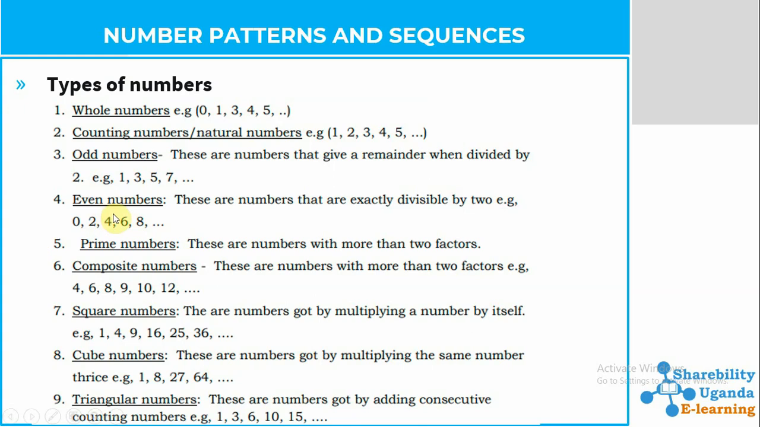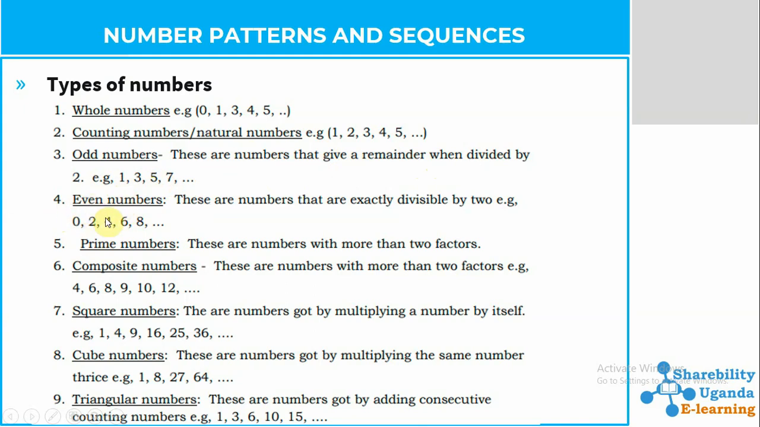So we have examples. We have 0, 2, 4, 3, 6, 8. When you divide these numbers by 2, we shall be able to get our remainder. Because we said that these numbers give a remainder when divided by what? By 2. These are the ones: we have 1, 3, 5. Then these are also odd numbers.